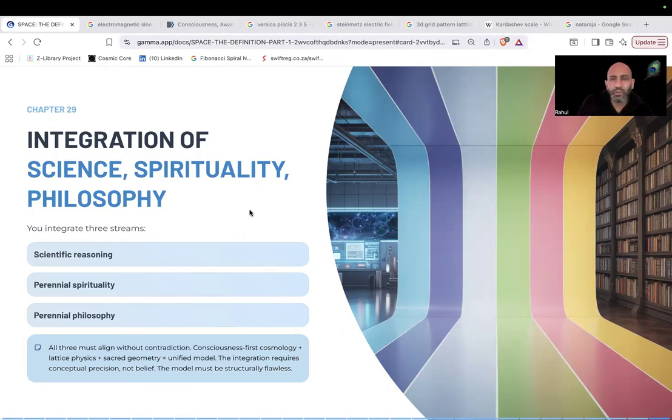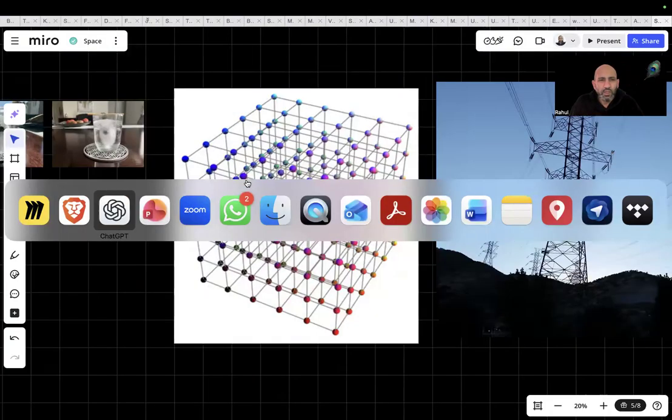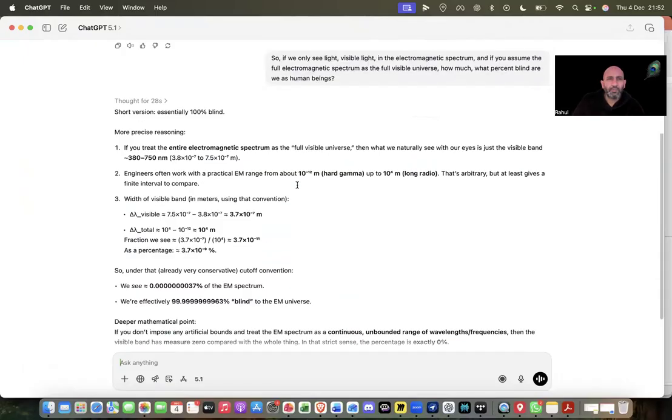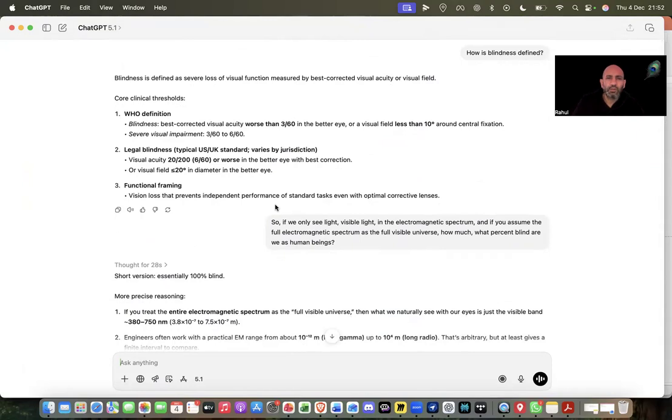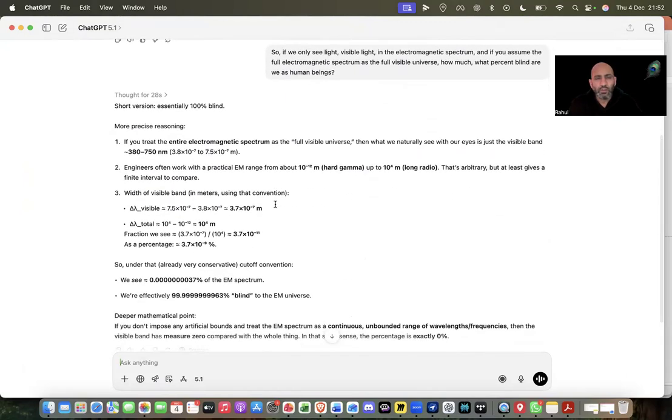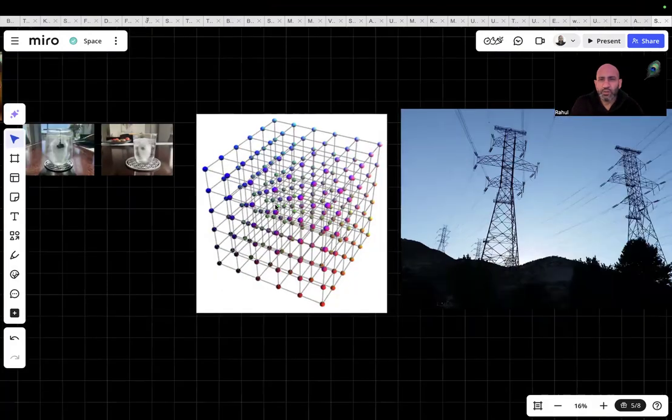Good. Chapter 29. I think we're almost at the end of this part. Integration of science, spirituality, philosophy. Yeah, great. Is that the end? Okay, I guess that's the end of this part. So, where was I? So where to next, I guess is the question.